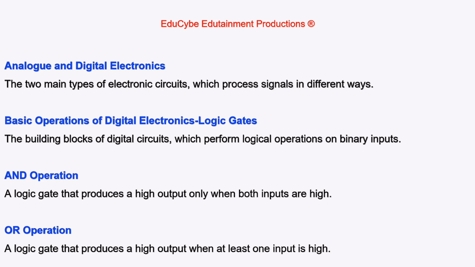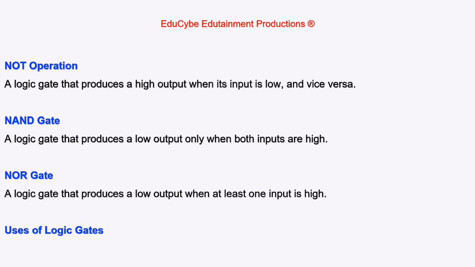AND operation. A logic gate that produces a high output only when both inputs are high. OR operation. A logic gate that produces a high output when at least one input is high. NOT operation. A logic gate that produces a high output when its input is low, and vice versa.